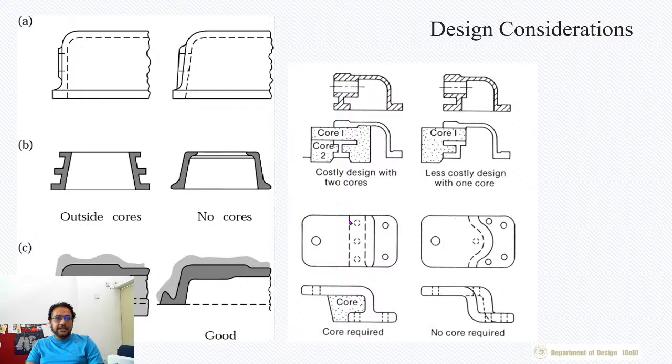Similarly, in this, let's say this is the top view, this is the side view. In the side view you have this small lip. So this area over here that you see, you need a core to fit in. But if this is just for clamping purposes, then you can redesign the part in a certain way that it removes the need for a core. So these are some of the simple design considerations for the process.